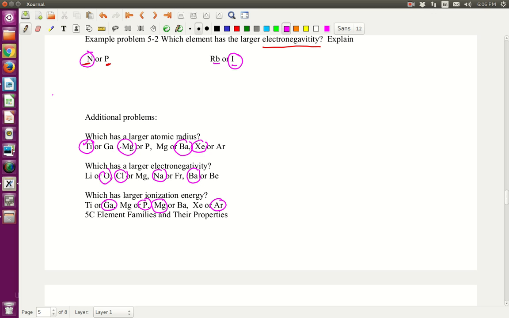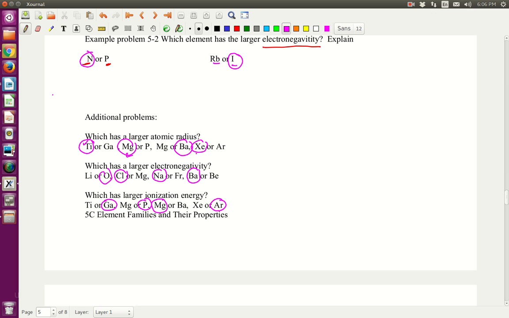If it has more energy levels, it's bigger, but they have the same number of energy levels, so titanium is larger. Magnesium or phosphorus? Magnesium and phosphorus are both in period 3, but magnesium has fewer electrons, so magnesium is larger because phosphorus electrons and protons are pulled in tightly. Magnesium or barium? Barium has 6 energy levels. Magnesium only has 3. Barium's larger.